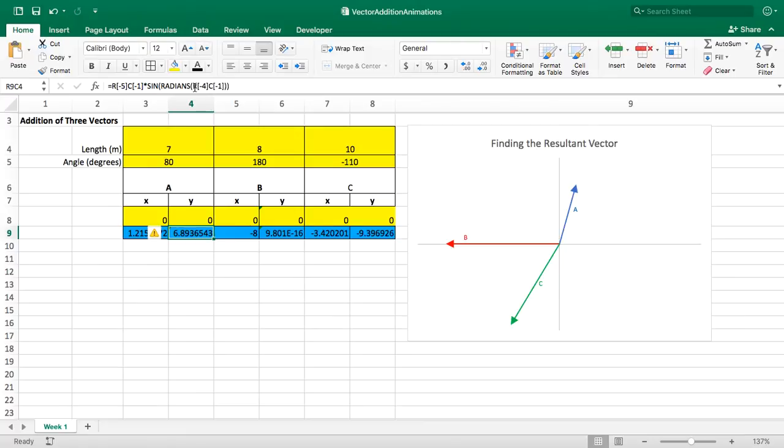And similarly, for the y coordinate, we use the sine function. So we do this for vector A, vector B, and vector C, and all have the origin of 0, 0.